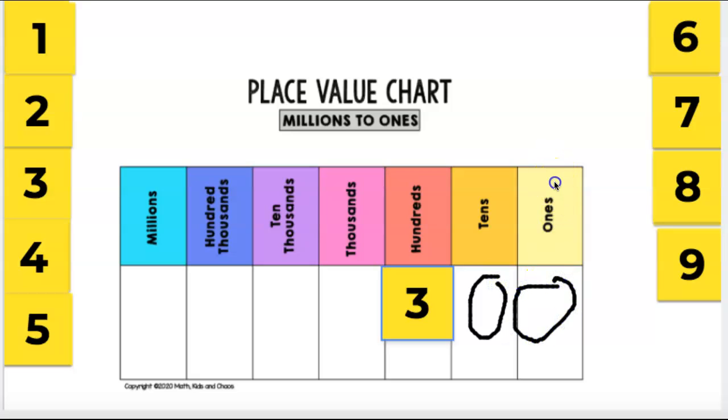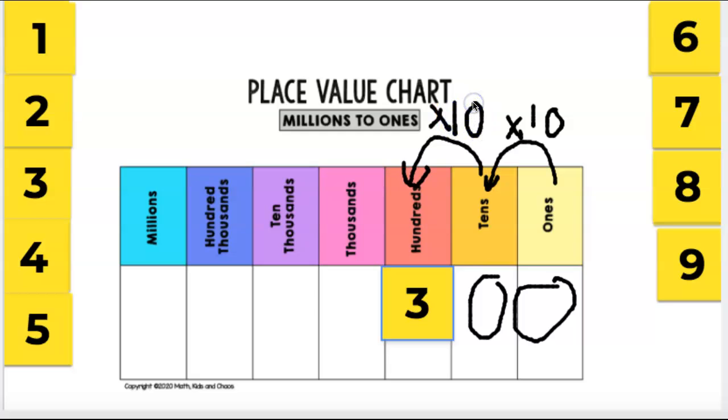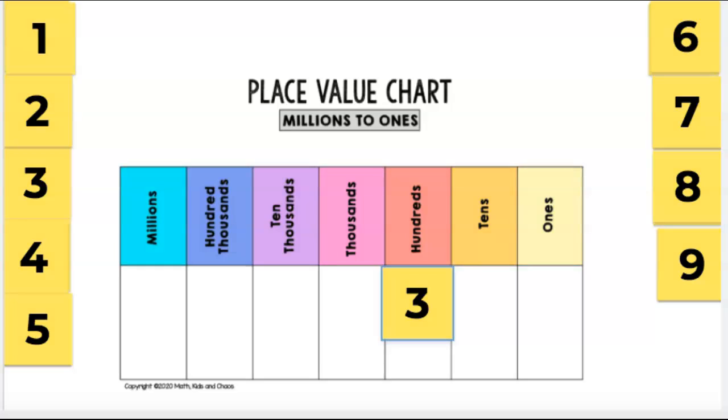So that 30 jumped once to the tens place. We multiplied it by 10, okay? And then we moved it again over. We multiplied it by 10 again, and it ended up in the hundreds place. So every time we multiply a number by 10, it goes up one place in the place value, okay?